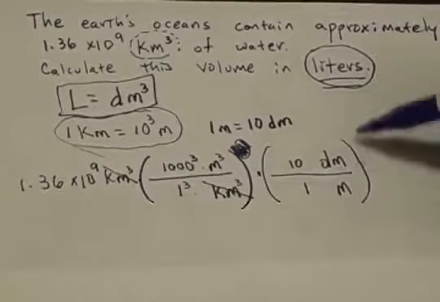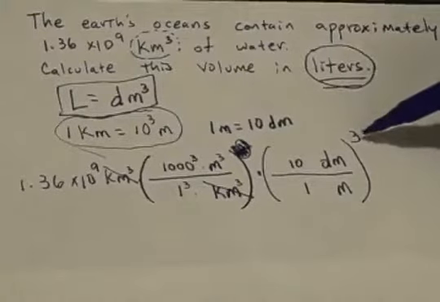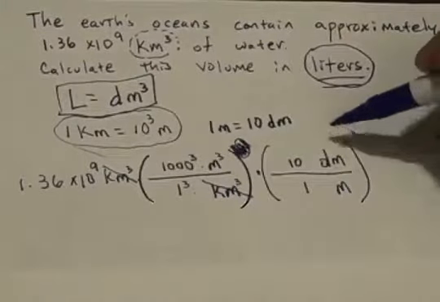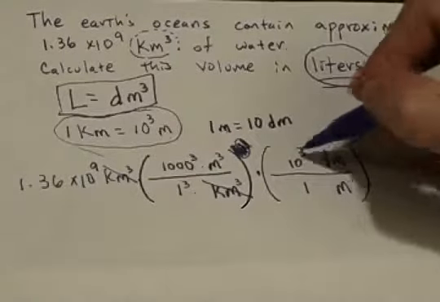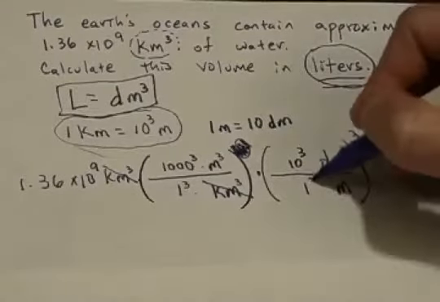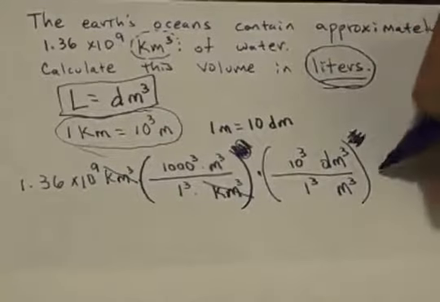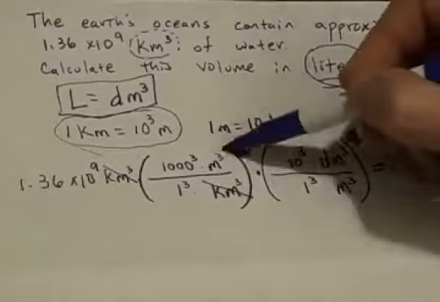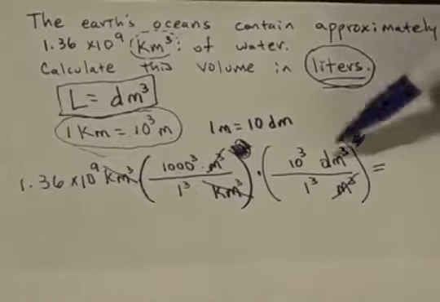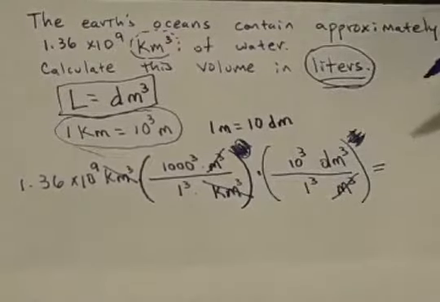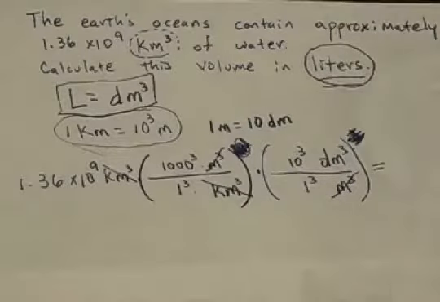So I'll write it again like this, and remember when you put a cubed quantity out here, or if it was a squared or something else, you have to put it in for each one of the factors inside of here. So it's actually 10 cubed, decimeter cubed, 1 cubed, meter cubed, and that takes care of this cubing right here. Notice my meter cubed will now cancel with my meter cubed, and now I'm left with cubic decimeters as my units, because all the other units have canceled out.